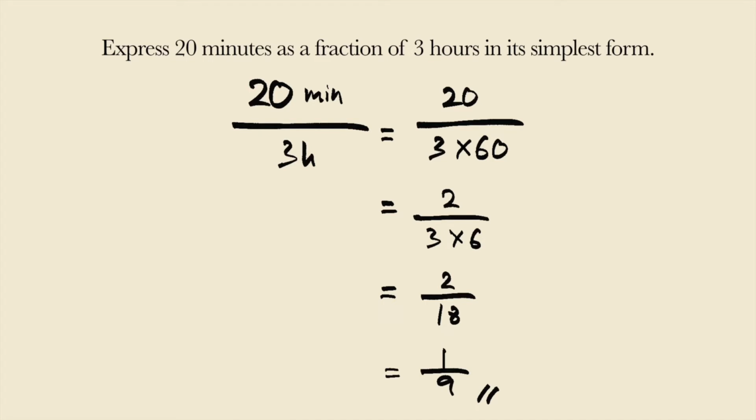Okay, convert both to minutes. Divide by 20, or take away the zero to get 2 and 6, and then you simplify, and you should get 1/9.